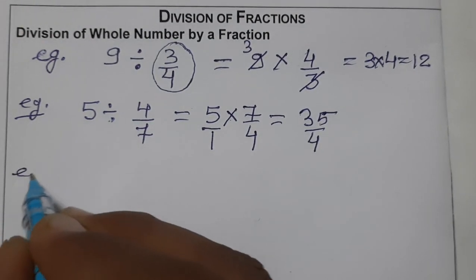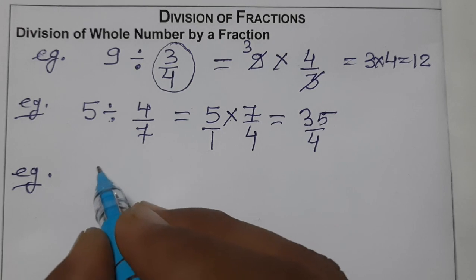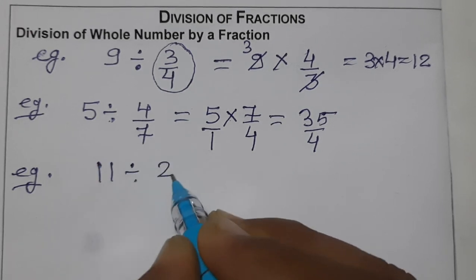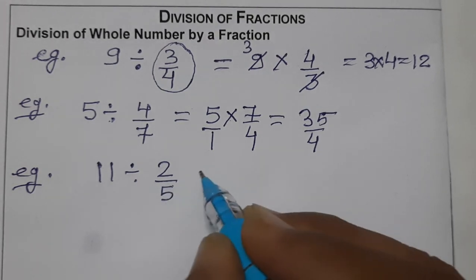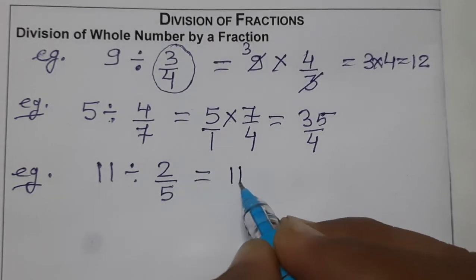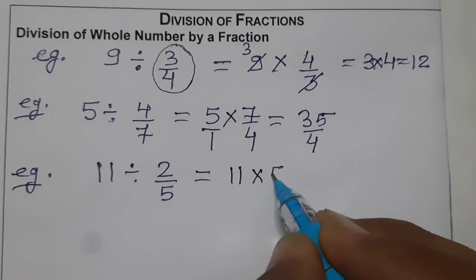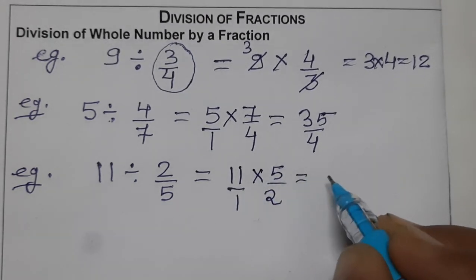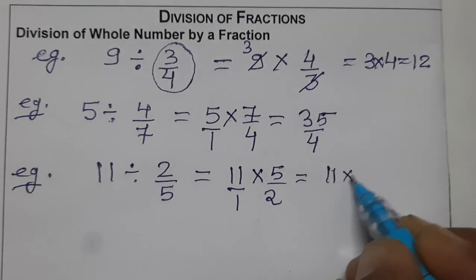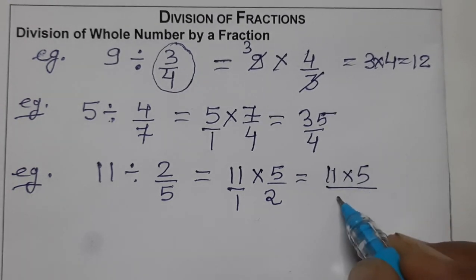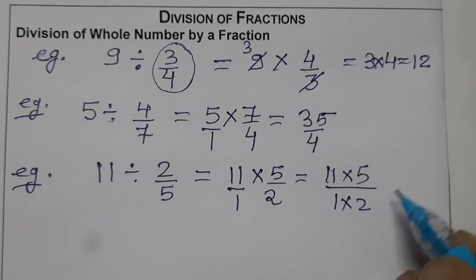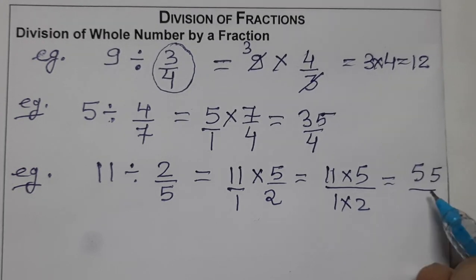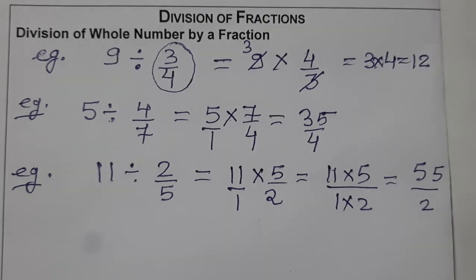See one more example children. Let's divide 11 divided by 2 by 5. So how? 11 into 5 by 2. Now it is not possible to cut, so multiply numerator with numerator and denominator with denominator. Then what will we get? 11 5s are 55 and 2 1s are 2 we will get.